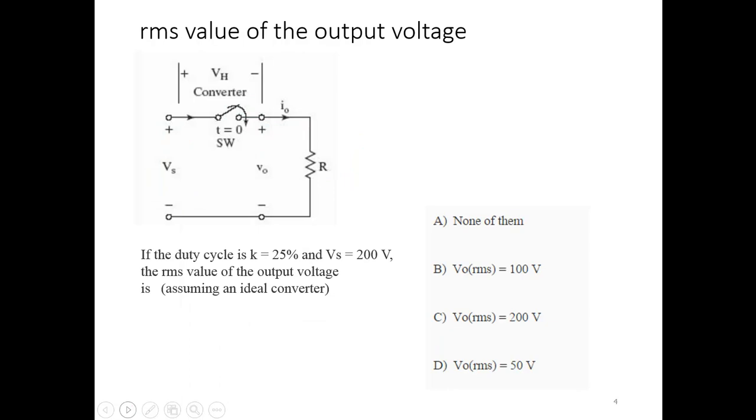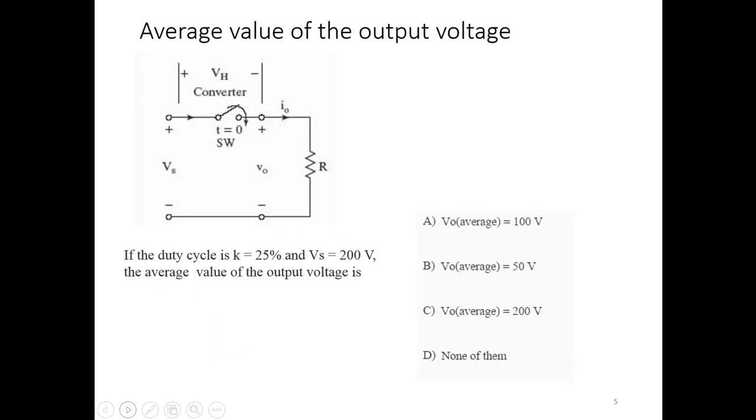Now the RMS value of the output voltage, you know that. The duty cycle is 0.5, Vs is 200. You can find the RMS value of the output, which is square root of K times 200. Please do the calculation. It's a simple one. The average value of the output is K times Vs. If K is 25%, it will be K times Vs. This is the average output voltage. If they ask for a question, you can find out the answer also.